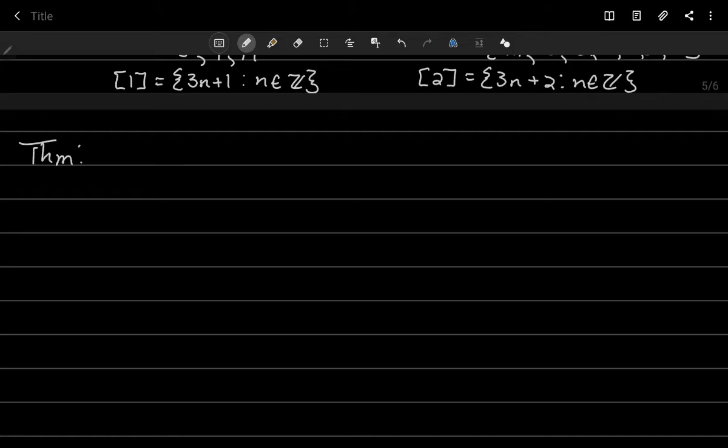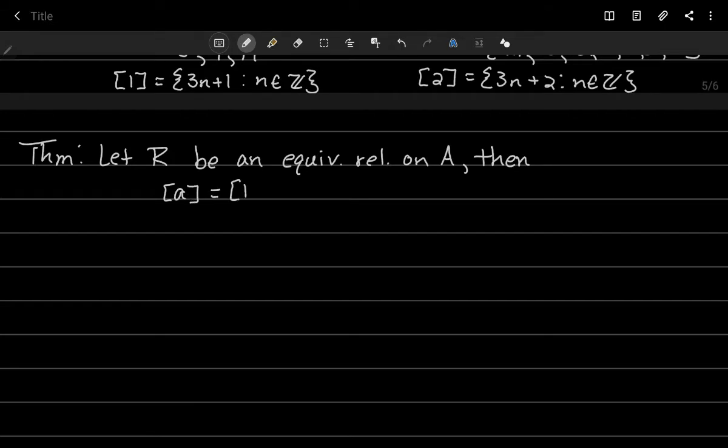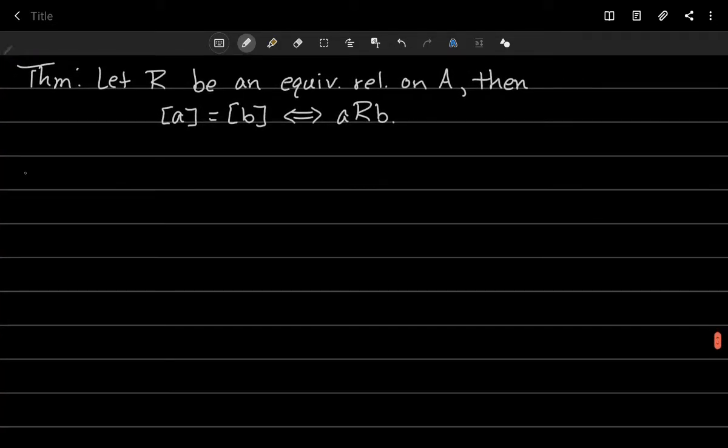So here's a theorem. We need to let R be an equivalence relation on A. Then, here we go. Here's what we want to prove. Equivalence class of A equals the equivalence class of B if and only if A is related to B. Okay, so here we go. Let's prove that.